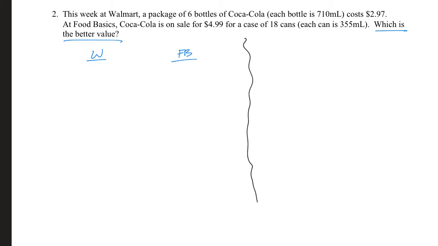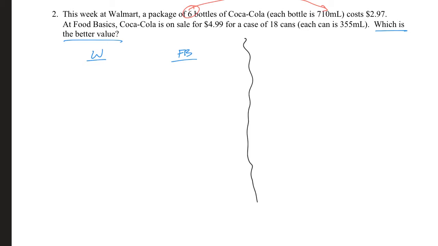So if I was simply looking at dollar amount, then I'm going to calculate my cost per milliliter at each store. Now, there are a couple of things, though, that I need to look at. At Walmart, I am buying 6 bottles that have a certain size to them, 710 milliliters each.